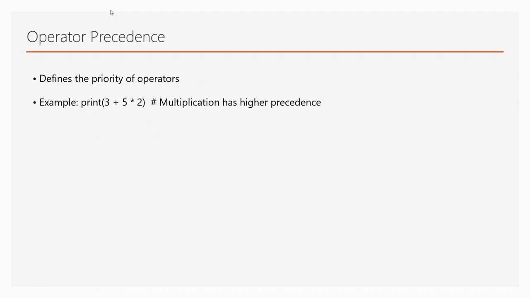Next, operator precedence. Now this will determine the order of operations. Parentheses can be used to override precedence when necessary. Okay, so it defines the priority of operators. For example, here you can see in the example 3 plus 5 into 2. So multiplication has a higher precedence. So first we'll do 5 into 2, and whatever answer comes, it will be added to 3.